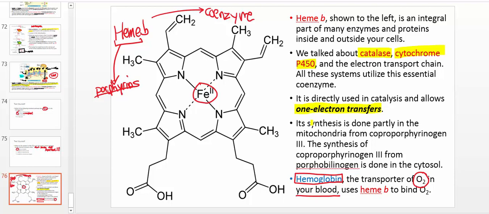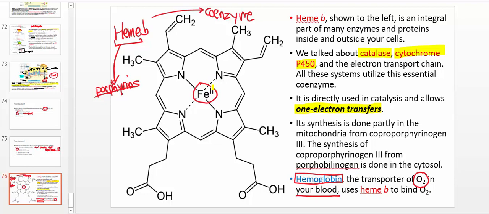Part of the synthesis of this molecule is done in the mitochondria. Okay, that's all that I care that you know. Not all of the synthesis is done in the mitochondria. Some of it's actually done in the cytosol. But approximately half of the synthesis is actually done in the mitochondria, making mitochondrial function absolutely required for porphyrin synthesis.